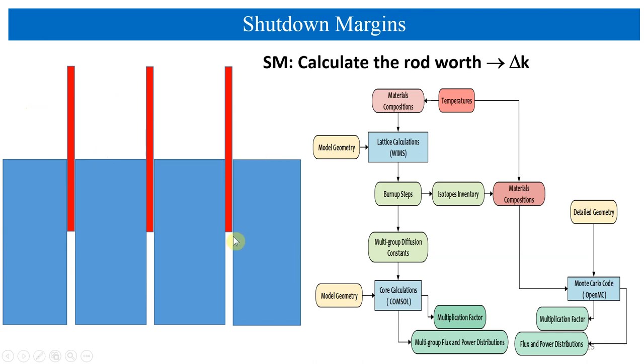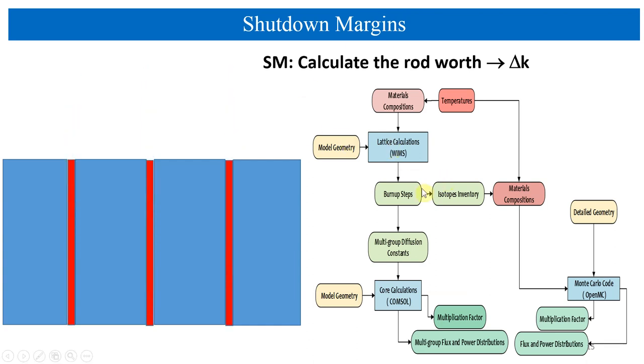Through the cycle, at the end of cycle, as the control rods move up, the shutdown margin gets larger. So we can calculate K using WIMS at two different positions: the control rods in critical positions and the control rods inserted, as an example, and we can find the difference in K and call it the shutdown margin. This could be done easily using COMSOL or OpenMC. But here I can use COMSOL. The runtime will be different from the first case, which will be faster.